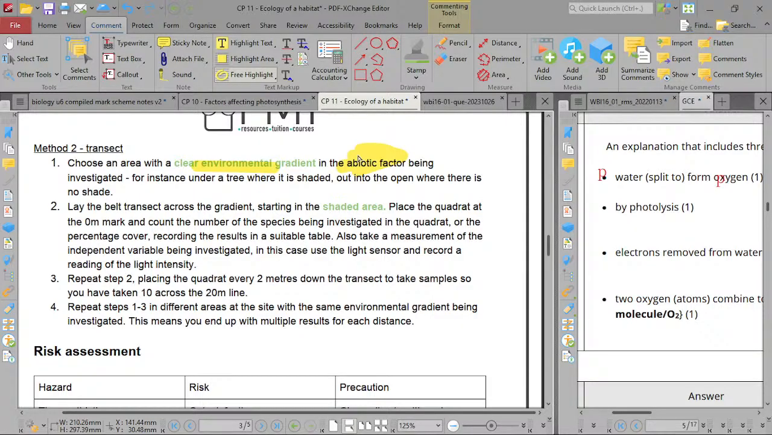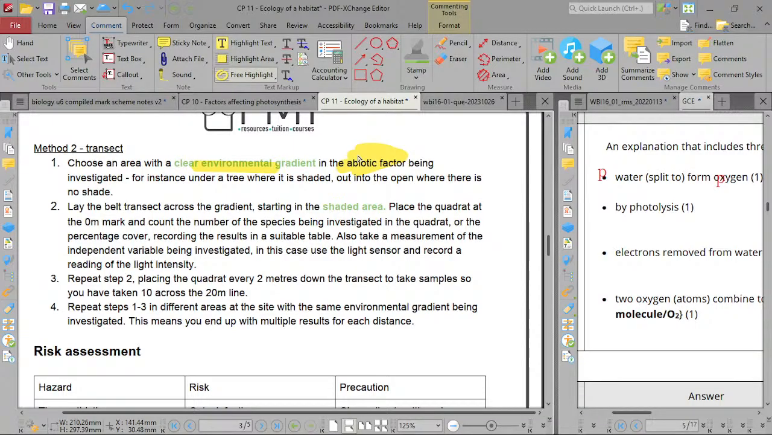Or percentage cover. Since we're talking about percentage cover, over half of it has to be inside the quadrat square for it to count. So you count the number, aka the percentage cover, and record the results in a suitable table. Also take a measurement of the independent variable being investigated. In this case, since we're measuring light intensity as the abiotic factor, we record it using a light intensity sensor. Then we repeat step 2, placing the quadrat every 2 meters down the transect.